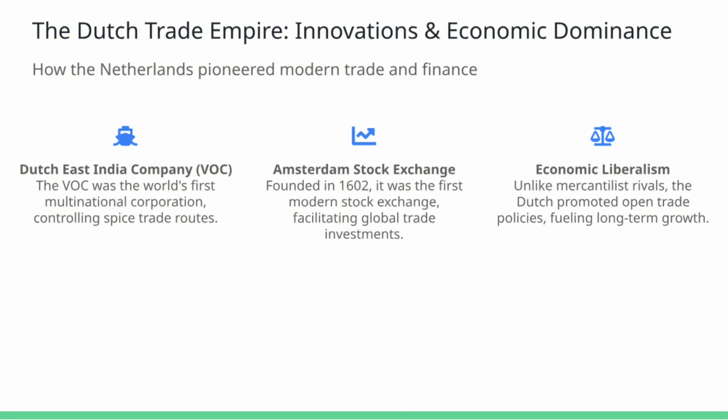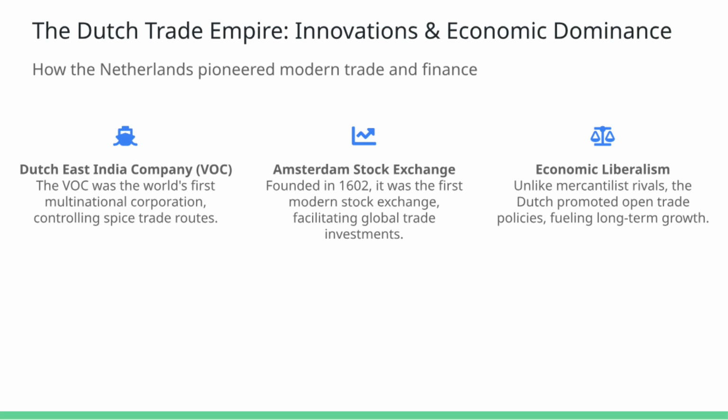One of their biggest contributions? The Amsterdam Stock Exchange. Founded in 1602, it was the world's first modern stock exchange. This allowed investors to buy and sell shares in trading ventures, making global trade more efficient and profitable. It's no exaggeration to say this laid the groundwork for modern capitalism.